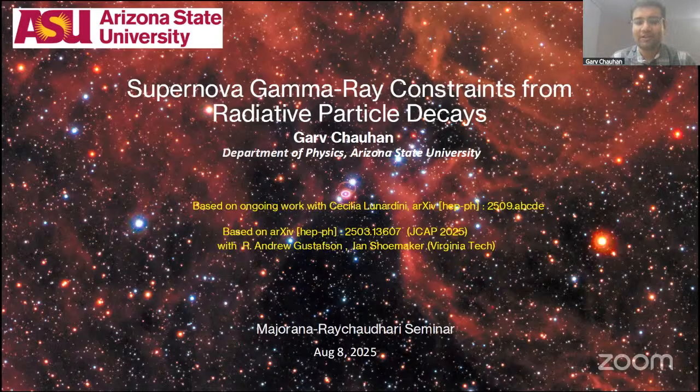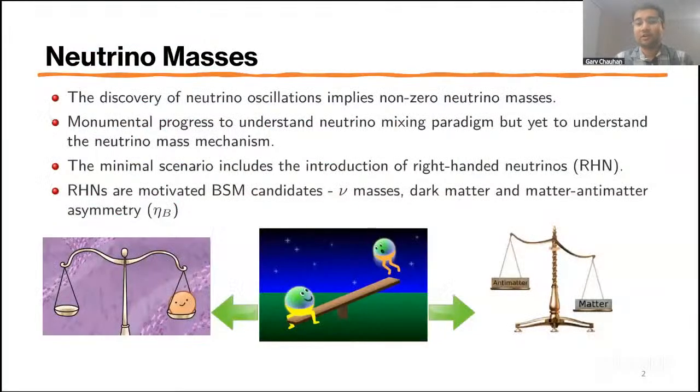First of all, thank you to all the organizers for giving me this opportunity and inviting me to this platform to present this work. I'll be presenting how we can use supernova gamma ray observations to constrain new physics that undergoes radiative decays. This is based on two different works. One is an ongoing work with my PI here at ASU, Cecilia Lunardini, and one is based on my previous work that appeared earlier this year with the group at Virginia Tech, with graduate student Andrew Gustafson and Professor Ian Shoemaker. First I'll be discussing sterile neutrinos.